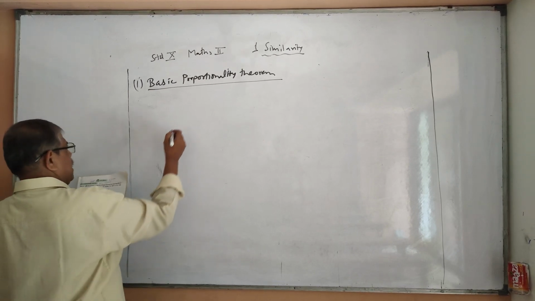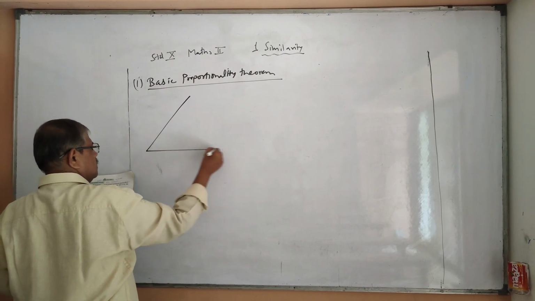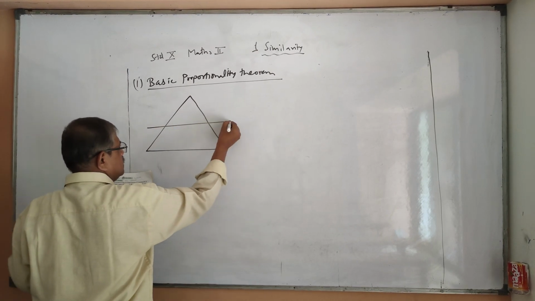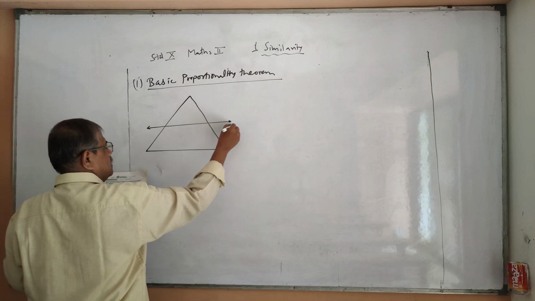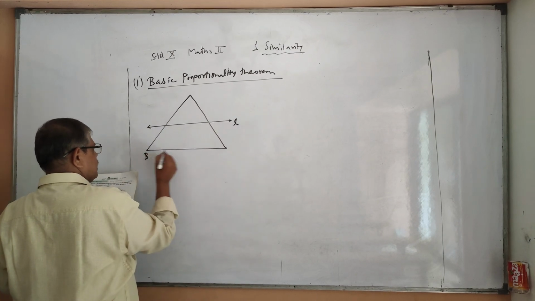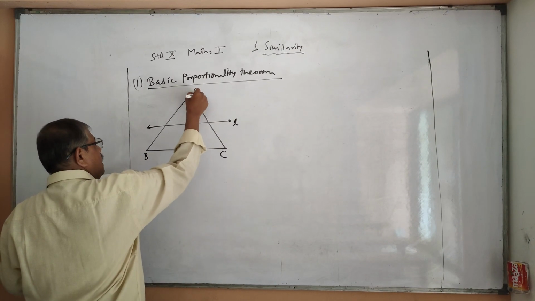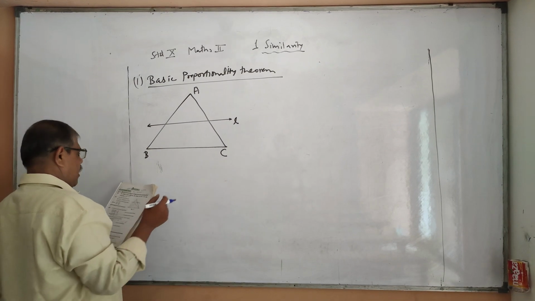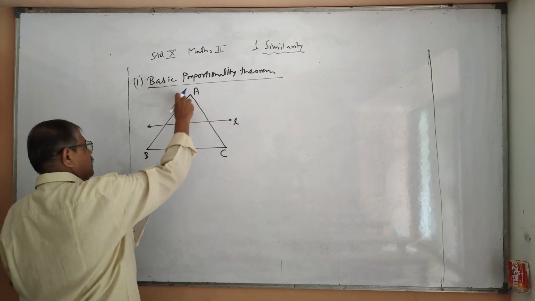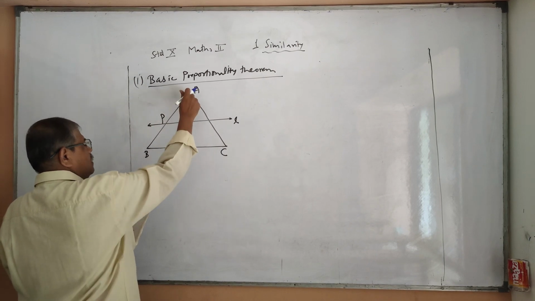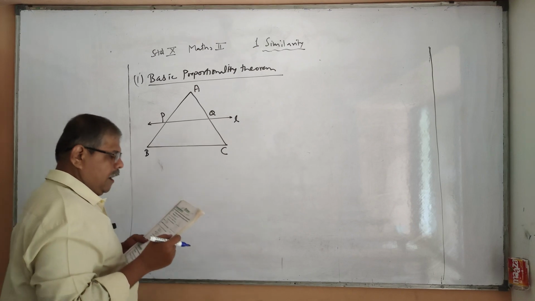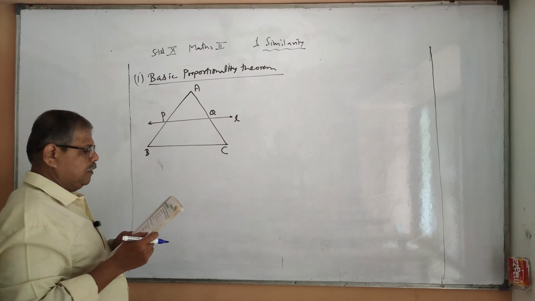If a line is parallel to a side of a triangle, if a line, I draw this line L, parallel to the side BC of a triangle ABC, intersects the remaining sides in two distinct points. So line L intersects side AB at P and side AC at Q. Then the line divides the sides in the same proportion.